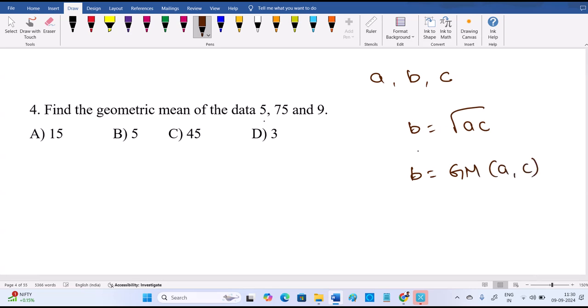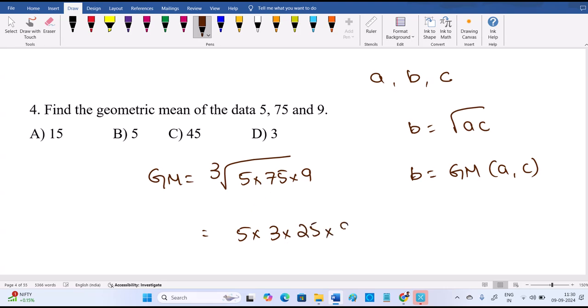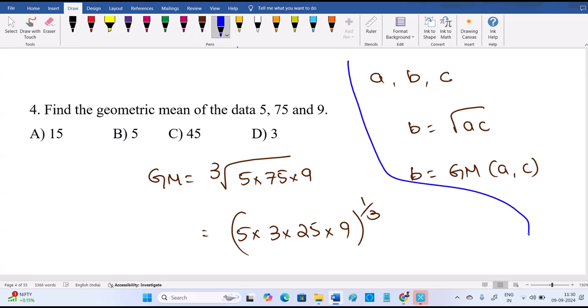But here three terms are given. Geometric mean is nothing but the cube root of 5 into 75 into 9. So here, 5 into 3 into 25 into 9 whole power 1 by 3. So you can say it's nothing but 5 into 3, 15 is the answer.